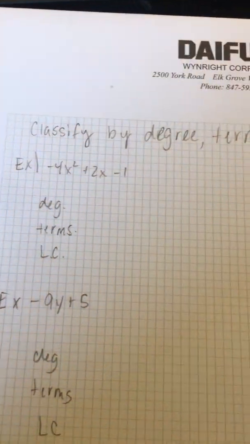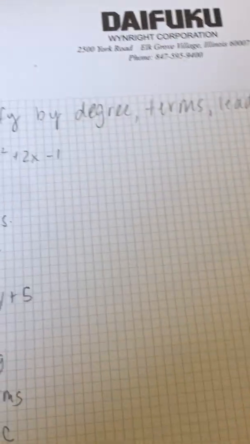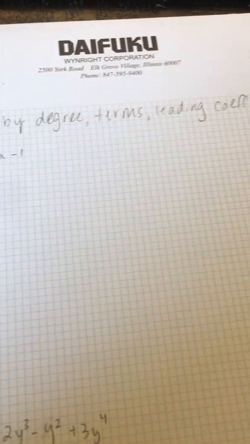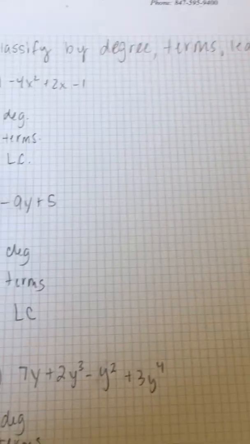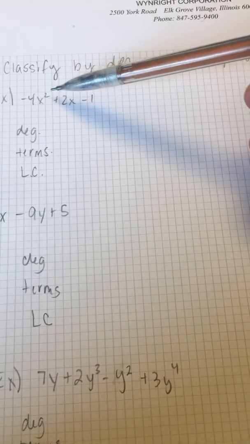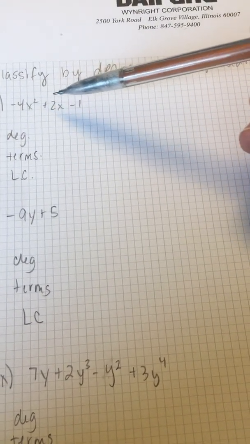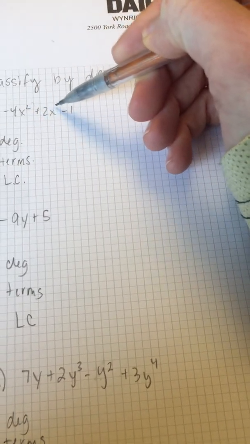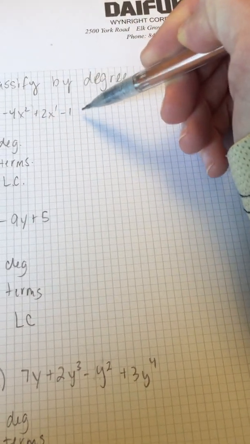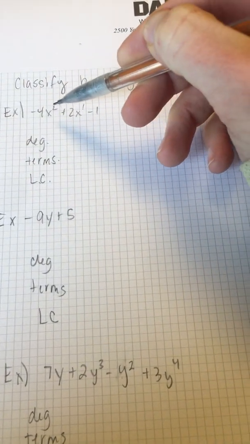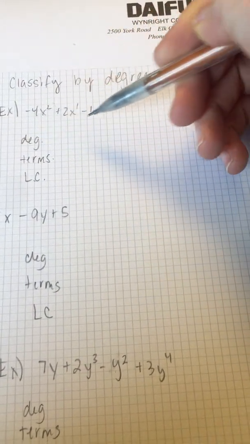Now I'm going to move to the examples where we're going to start classifying. So we're going to be asked, and on homework, the first assignment that I give you tomorrow will say classify by degree, terms, and leading coefficient. So here's our first example. And this, let's just talk about, is it in standard form? Biggest exponent to smallest. Well, I see an exponent of 2, and I see an exponent of 1, and I see an exponent of none, which would mean 0. So yes, this is in order from biggest to smallest. This is called standard form.